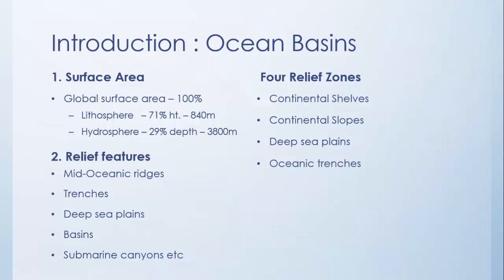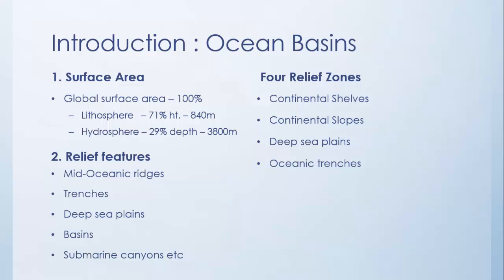Then next is the relief features. What are the reliefs that are present in the ocean basins? First one is mid-oceanic ridges, that we have studied in physical geography. Then next are trenches, deep sea plains, basins, submarine canyons, etc. So many relief features are present in the ocean basins. Next, the four relief zones which we are going to see in oceanography are continental shelves, continental slopes, deep sea plains and oceanic trenches.